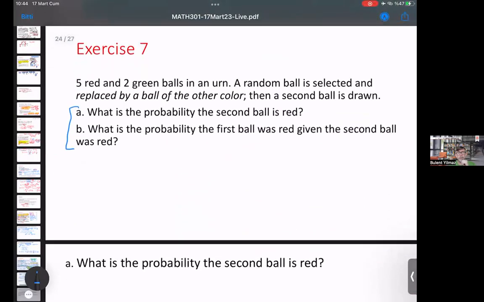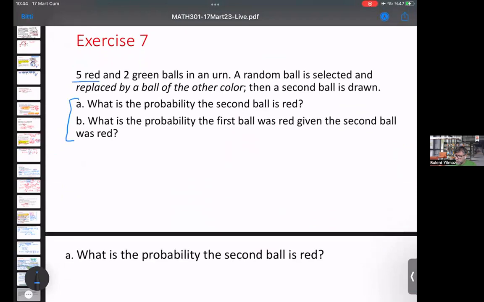Here's the question. There are 5 red and 2 green balls in an urn, a sack, a bag, okay? A random ball is selected and replaced by a ball of the other color. Okay, I'm selecting a ball. If it is red, I replace it with green. If it is green, I replace it with red. So replaced by a ball of the other color. Then a second ball is drawn.